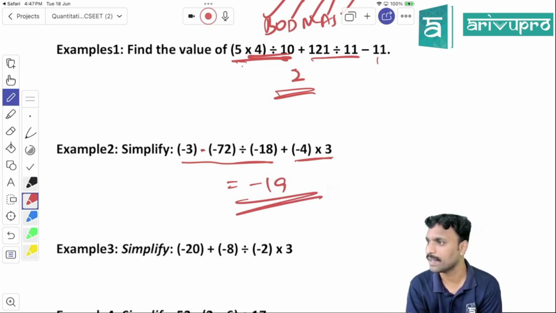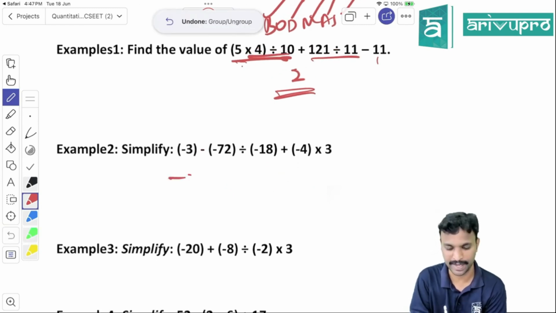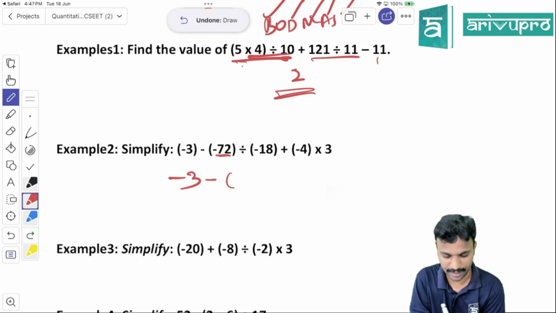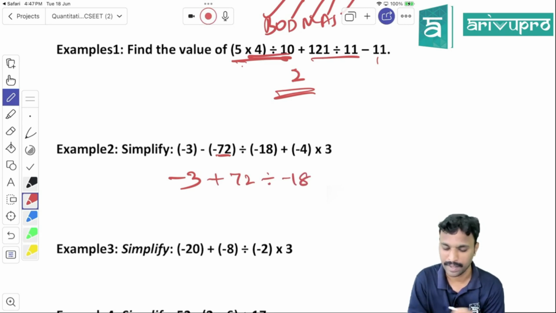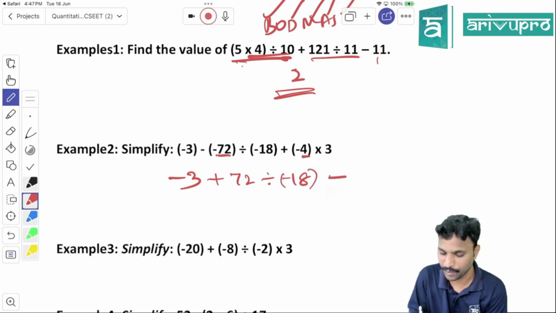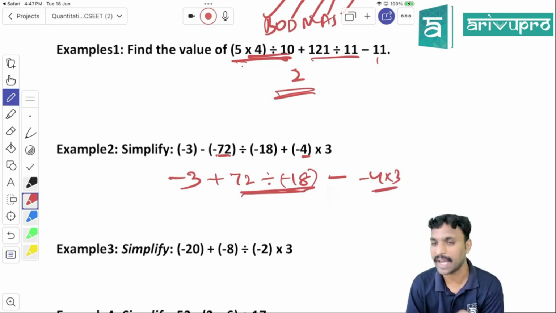Should I explain once again? First, the brackets you have to remove. If I remove this bracket, minus 3. If I remove this bracket, minus of minus becomes plus 12. Correct? You can keep it as plus 72 divided by minus 18. You have to keep the brackets, otherwise there will be a mistake. Okay, and then minus 4 into 3. Now, tell me, first of all, division gets the priority.